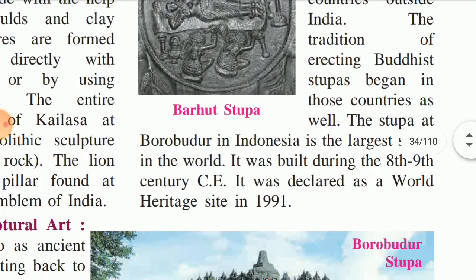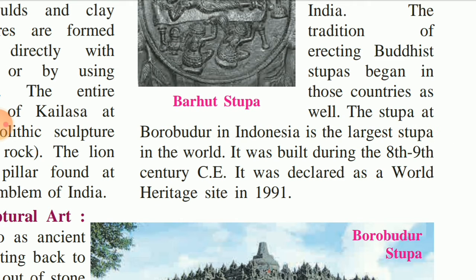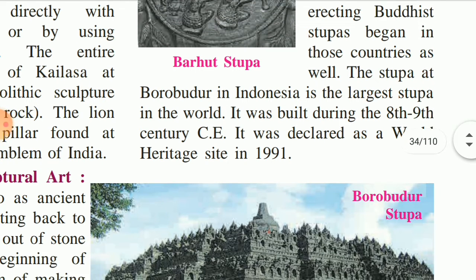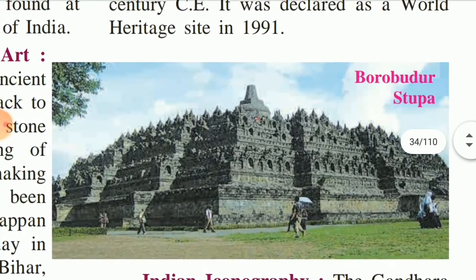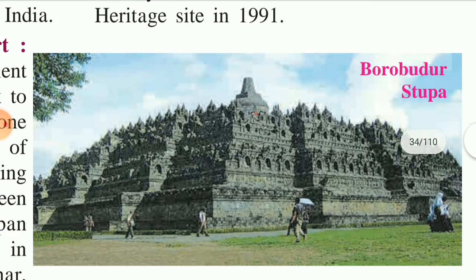Then we had seen Borobudur in Indonesia, the largest stupa, which was built in the 8th and 9th century. This is the classical style of sculptural art. You could see the stupa, the structure is so beautifully carved out and designed.